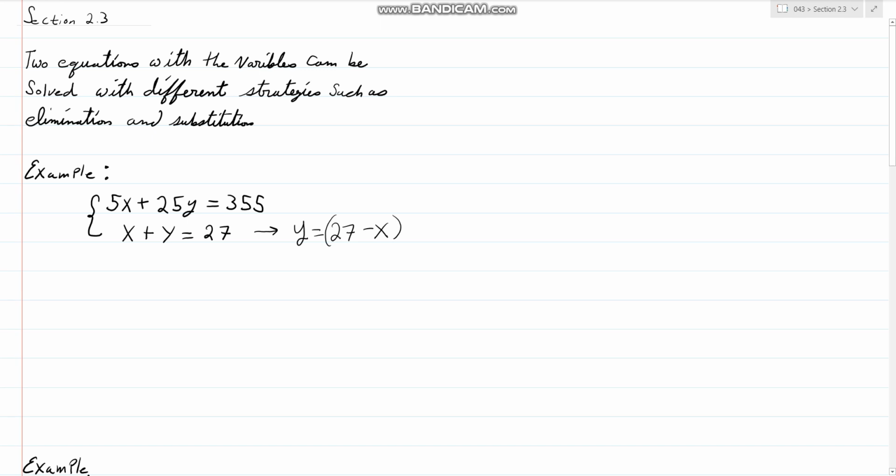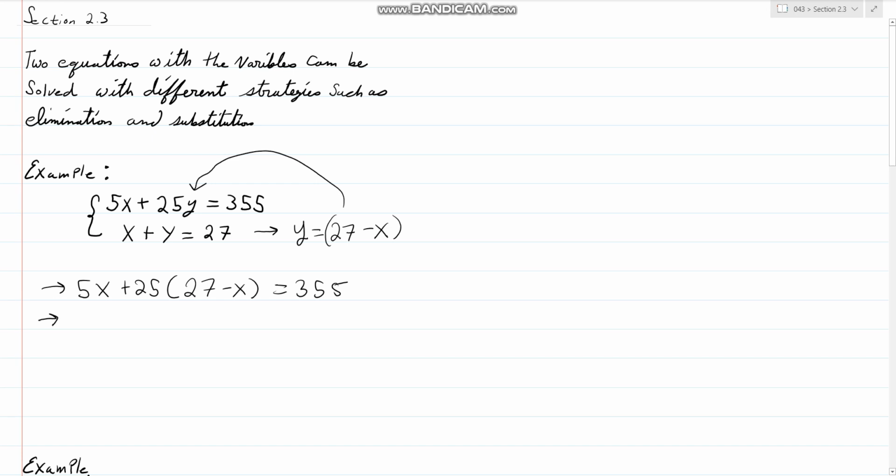I can plug this information into the first equation, and then, whoops, I pointed to the wrong thing. I can plug it right in for the y, and then I can set up an equation. So I have 5x plus 25, and then I've just solved that y is equivalent to 27 minus x. Okay. And that equals 355. So I've rewritten the first equation, and now it only has a single variable. It only has x in it. So that means I have a pretty good chance of solving for x.